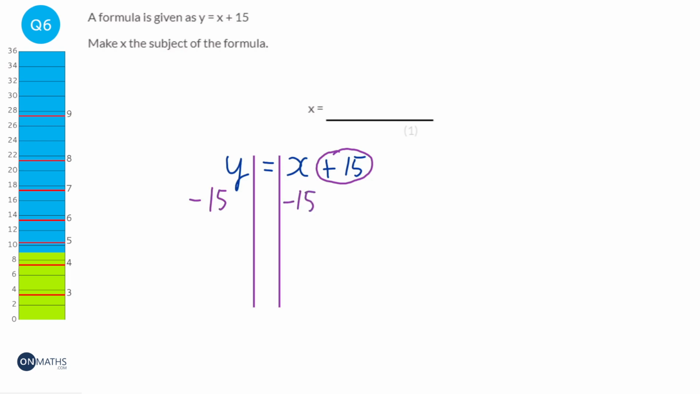So we end up with y minus 15 on the left hand side, and we've got rid of the plus 15, so we've just got x on the right hand side. So x is equal to y minus 15.